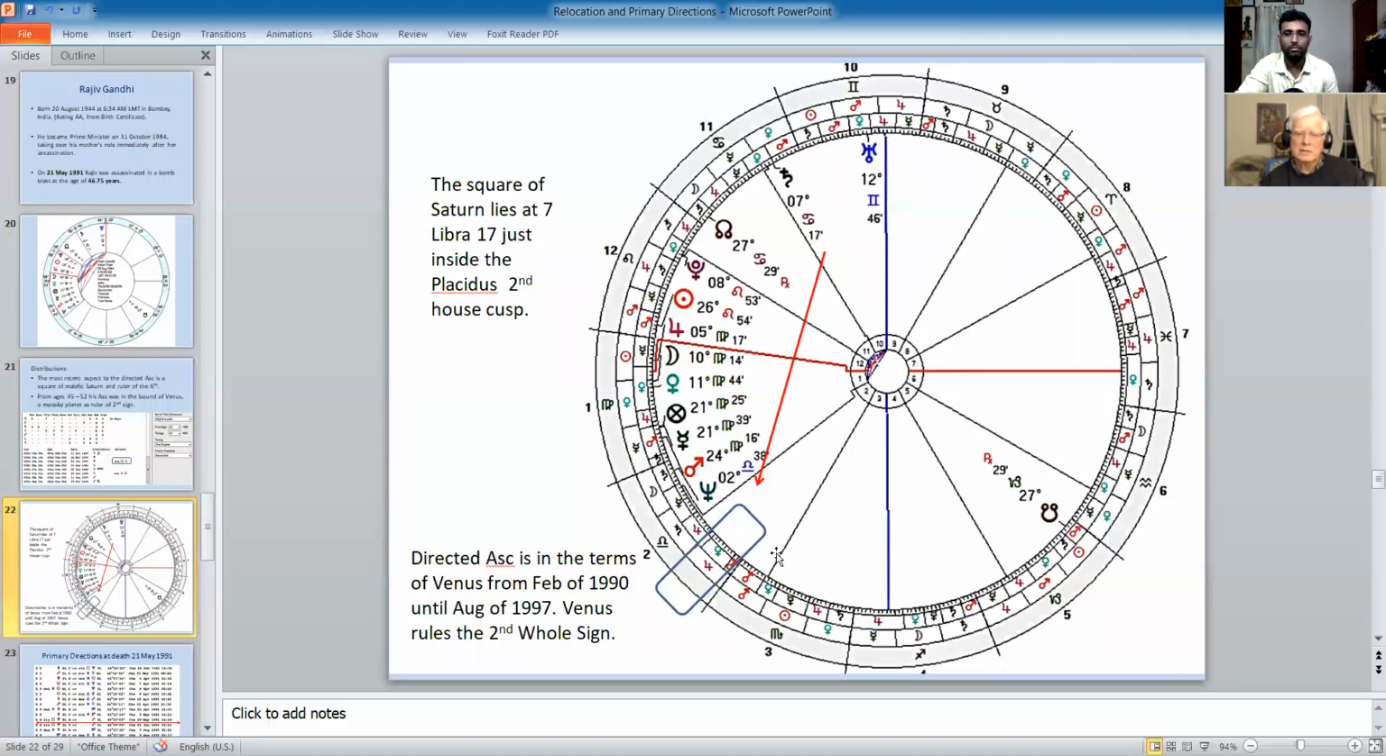And why would Venus be stressful? Let's see, what is Venus? Well, Venus is the ruler of his second house. So it has the significance of potential death, right? Sure, yes. As a ruler of his second. Venus also rules the ninth.